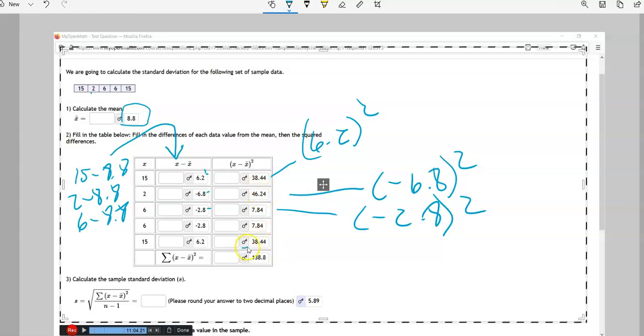Then the next step is to take all these numbers that you just squared and add them up to get 138.8. All right, so a couple more steps after this.